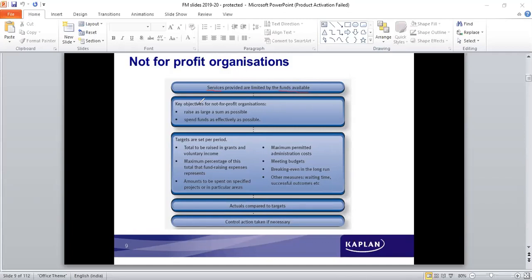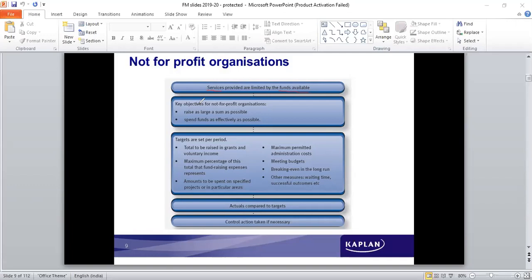There is no accountability in terms of earning a profit, so they are not looking at making a profit. At the same time, they should not spend unnecessary funds when it is not needed. So measures have to be taken to cut down on the cost. That is the second important part: spend funds as effectively as possible.